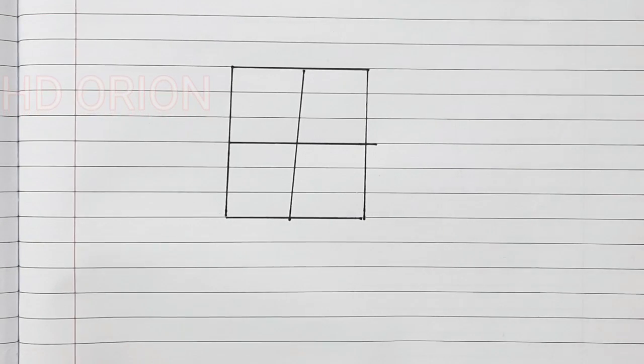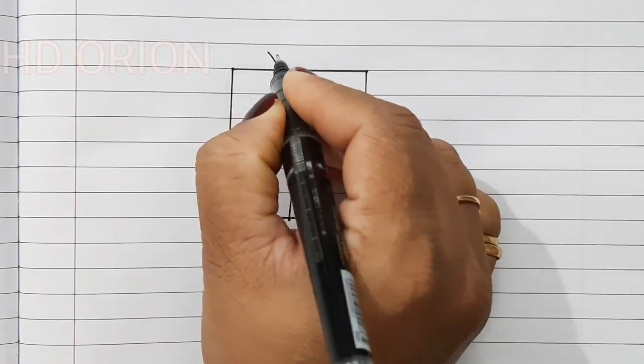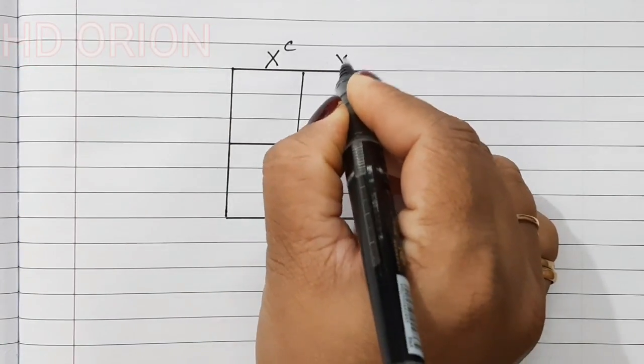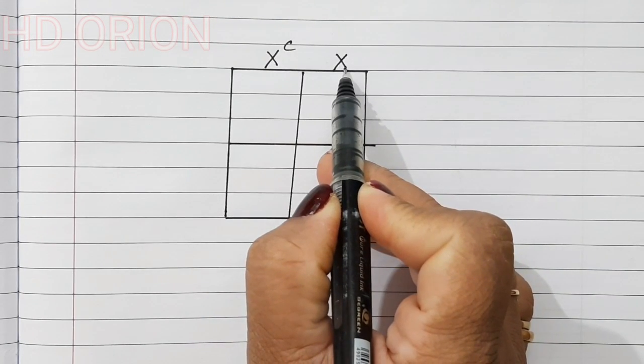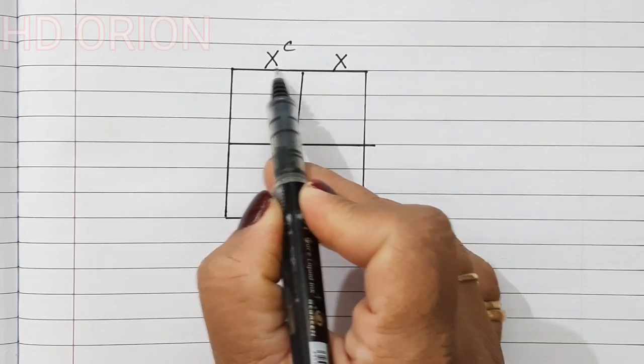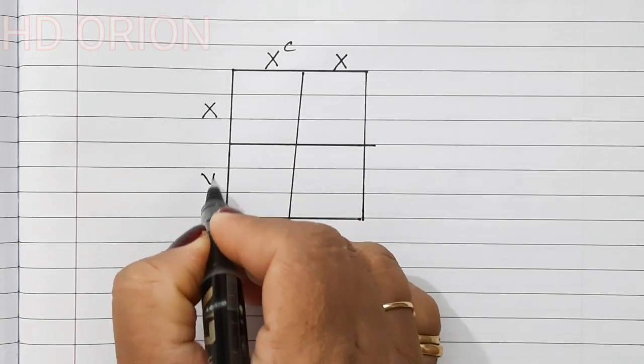Let us take another example. We will take a carrier mother. That means one X carrying the gene for color blindness and another X is normal. So this is a carrier mother and a normal father.